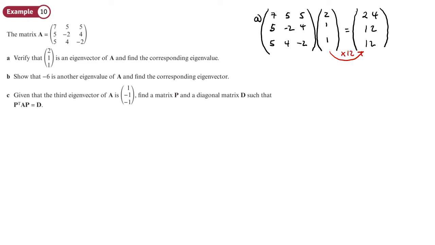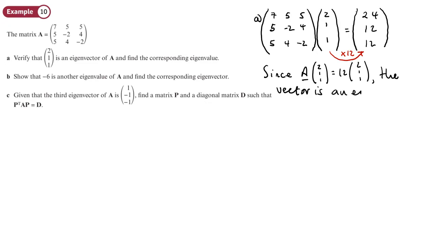So for part A, I can say that since that matrix times 2, 1, 1 equals 12 lots of 2, 1, 1, the vector is an eigenvector, and its eigenvalue is 12, because that was the scaling.